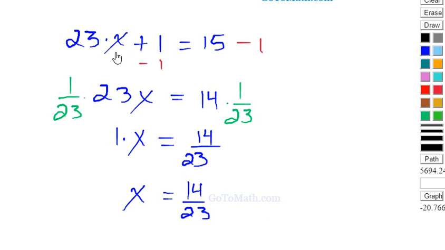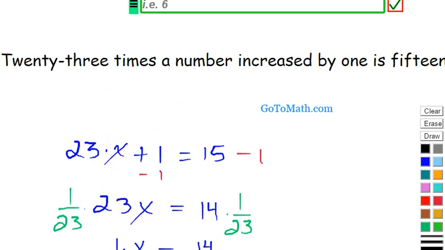Now, if the problem says the solution can only be a natural number, you know what natural numbers are, right? 0, 1, 2, 3, 4, or maybe just an integer. Then this would have no solution, but the solution could be any real number. Anyway, 14 over 23, and I have to ask the question, will that actually reduce down? And the answer is no, that's not reducing down.